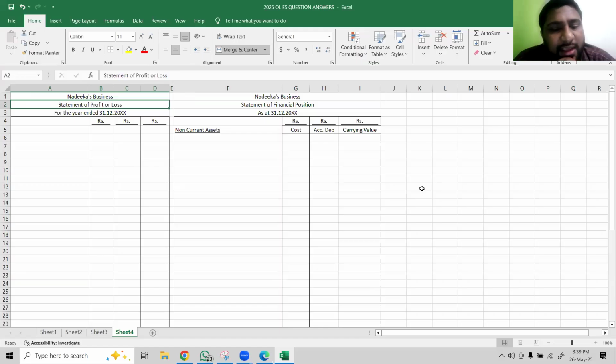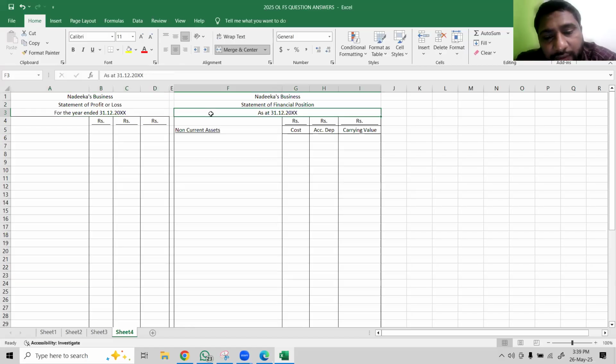Statement of profit or loss for the year ended 31st March 20XX. Then Nadika's business statement of financial position as at 31st December 20XX. The income statement, profit or loss statement also 31st December 20XX. Statement of financial position also 31st December 20XX.